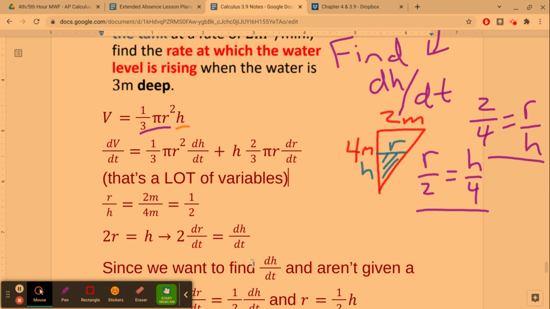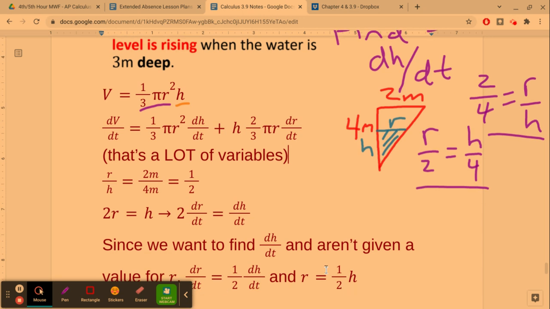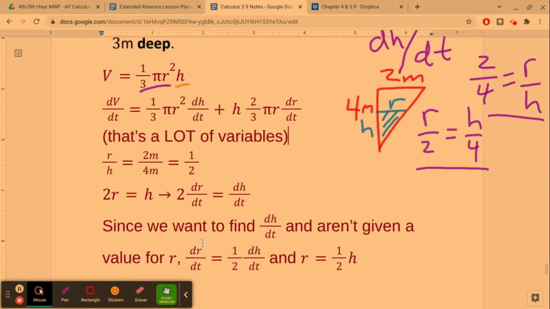So since we want to find dh/dt, that may have been lost in the mess of this problem. That's our goal. We want to find the rate at which the water level is rising when the water is 3 meters deep. Since we want to find dh/dt and aren't given a value for r, dr/dt is equal to 1/2 dh/dt. So I'm solving for dr/dt because I don't want to deal with it. I'm not given any information about it. I'm only given information about the height. I only want to find the height, all right? So we want to solve for dr/dt.